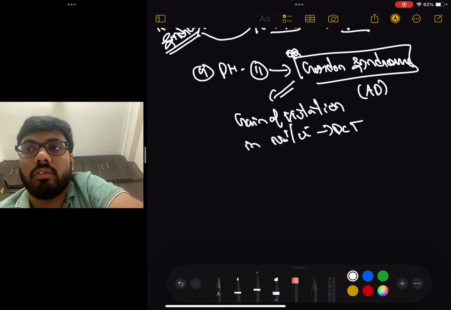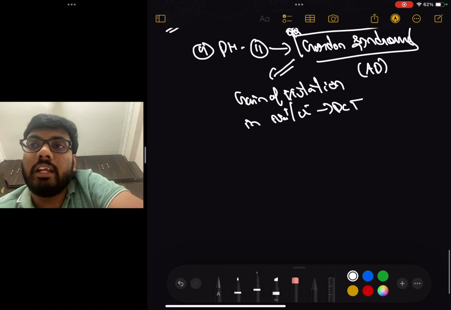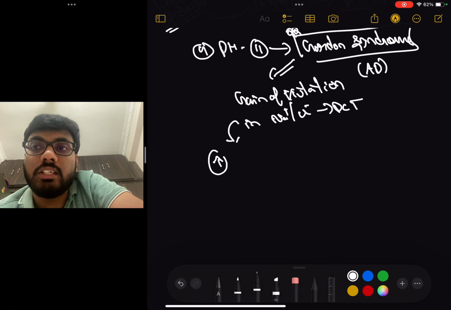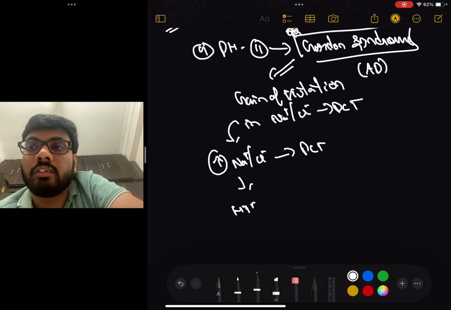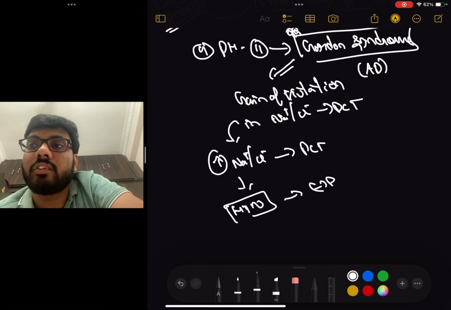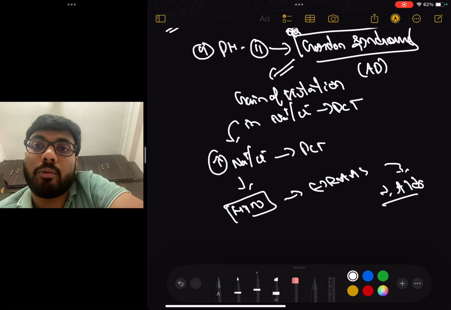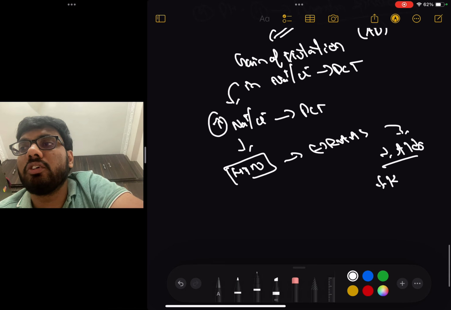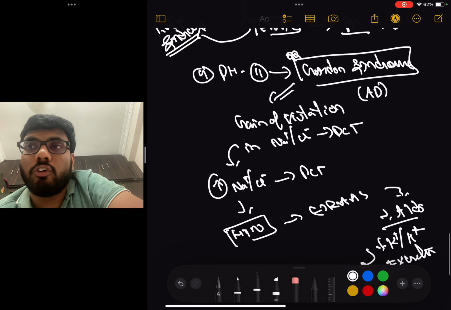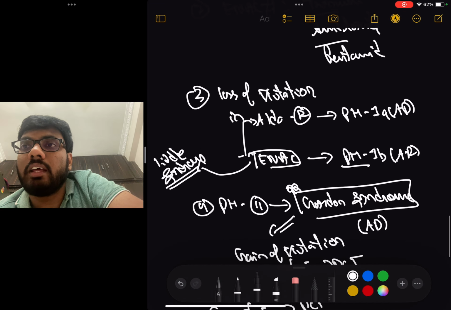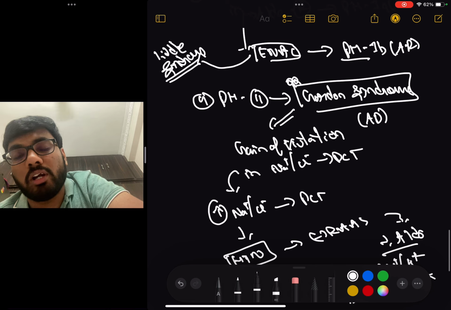Pseudohypoaldosteronism, that is Gordon syndrome. If there is a gain of mutation, the sodium chloride channel activity will be increased. That means there will be increased sodium and chloride reabsorption from the DCT, which will lead to hypertension. This hypertension inhibits the renin-angiotensin-aldosterone system, leading to low aldosterone. With low aldosterone, potassium and H+ excretion is impaired and reduced. That's why the patient will have hyperkalemia and metabolic acidosis. It's called type 4 RTA. Pseudohypoaldosteronism type 2 is Gordon syndrome.